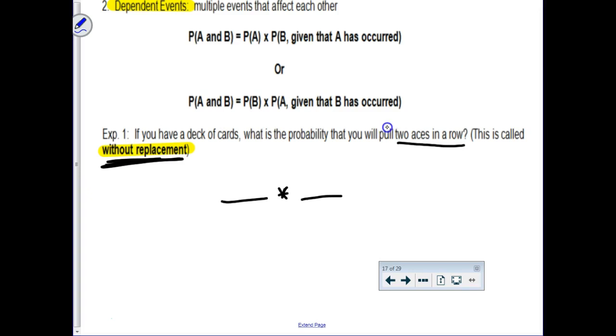How many aces are in the deck? 4. And let's not bother reducing. Let's just say 4 out of 52. So then I take that ace out of the deck and I go to reach in again. What's the probability the next one is also an ace? Good. 3 out of 51. So there's 1 less ace in the deck and there's also 1 less card in the deck.